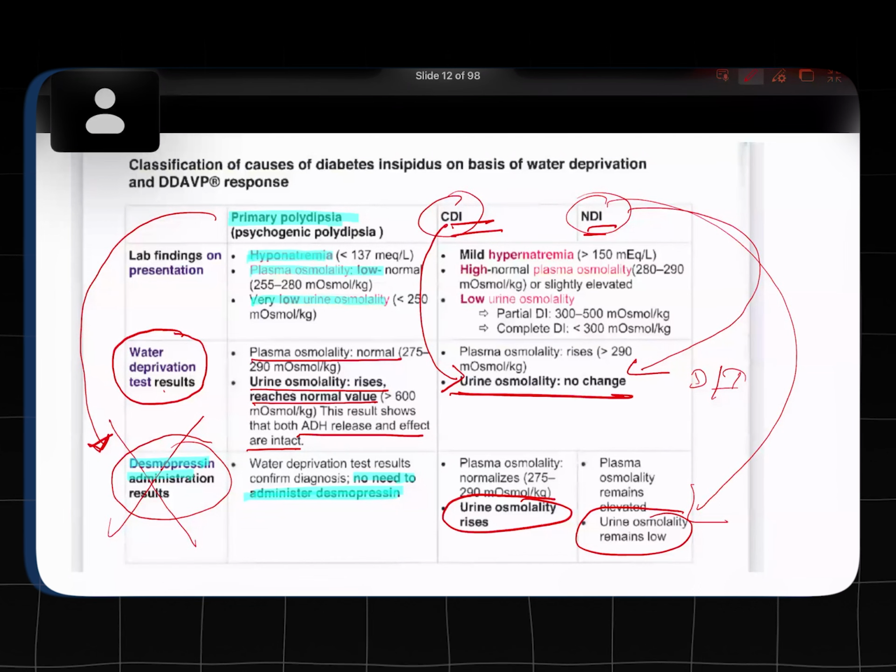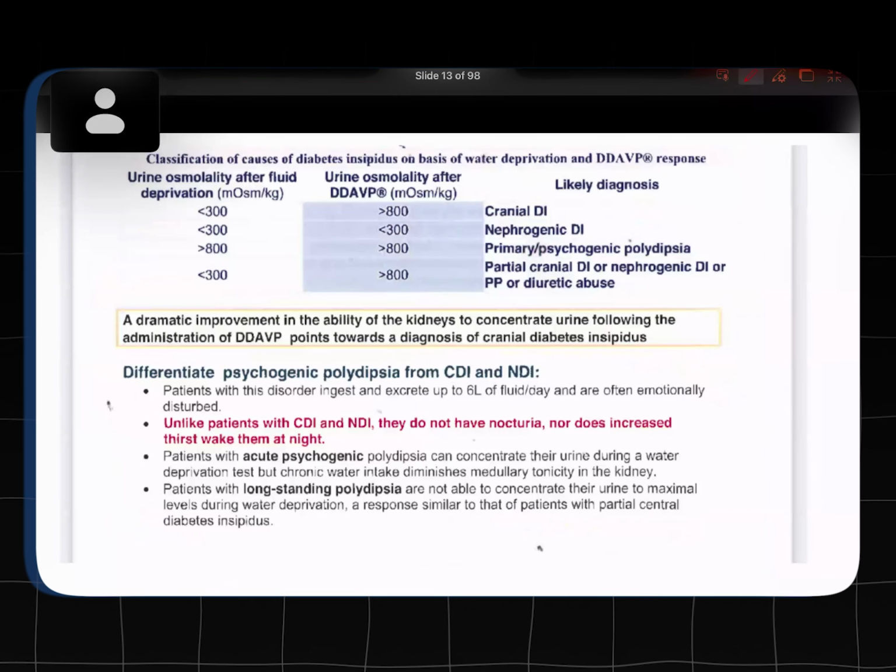So that is the usefulness of the water deprivation test and desmopressin administration, and both of these come repeatedly in the exams. This same thing has been told. I think we all know by now what to do with the case of CDI, nephrogenic diabetes insipidus, or primary polydipsia.